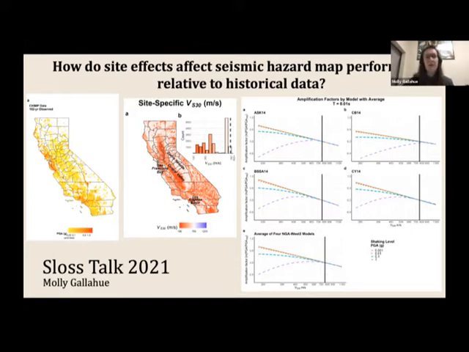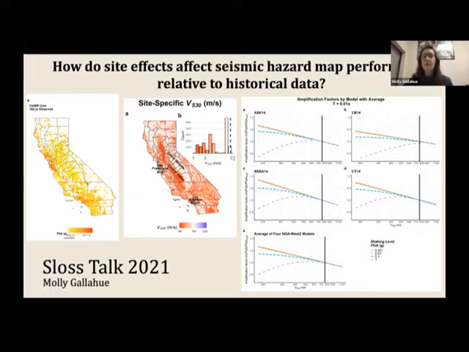So what I'm looking at is whether the site-specific VS30 parameter, VS30 is the shear wave velocity in the top 30 meters of soil, whether incorporating this parameter might affect the hazard maps. So this plot all the way on the right shows how VS30 amplifies or de-amplifies shaking relative to 760 meters per second. That's currently the standard used in USGS seismic hazard maps.